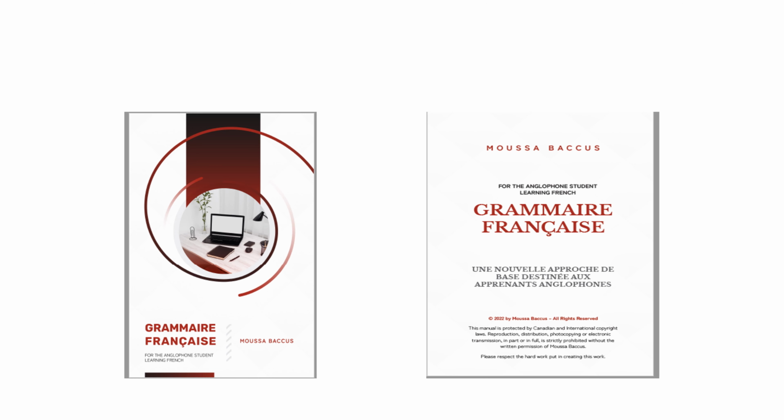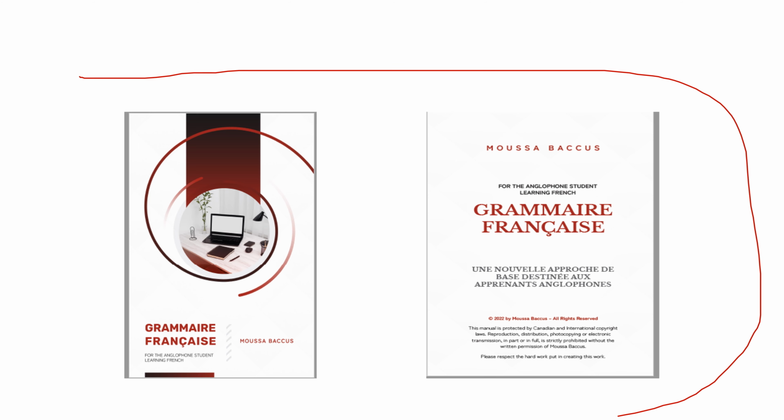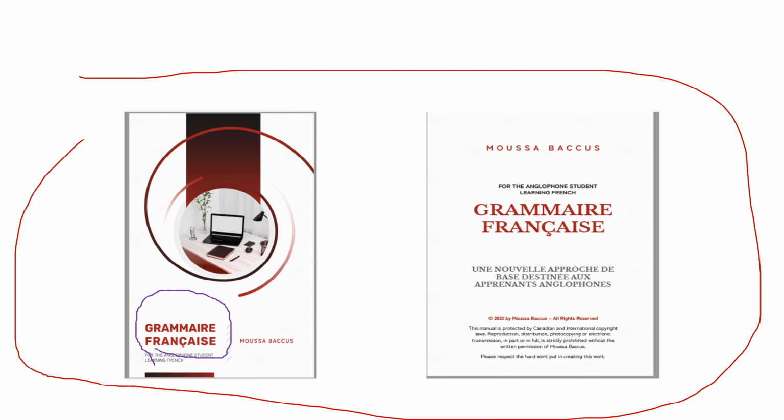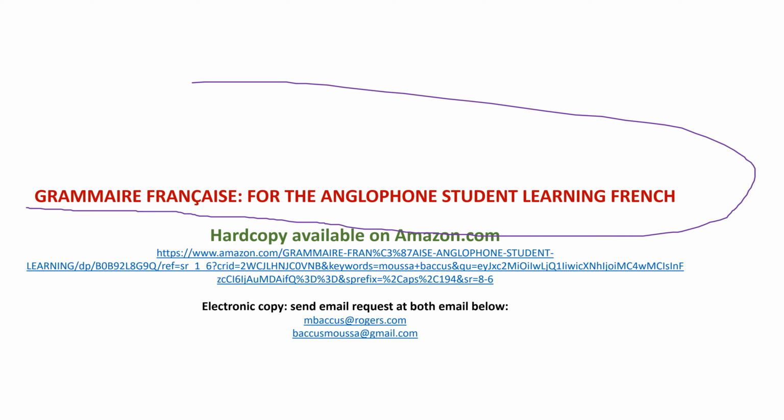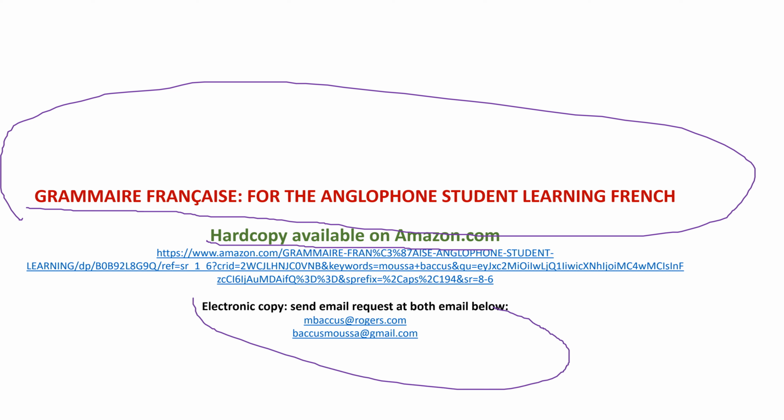Now, a quick word about the reference material. This is the book I was referring to. This is the name of the book, Grammaire Française. This is my name. And here is very important, it is for the Anglophone student learning French. So again, this is the material. Here is the title in full. Hard copy is available on Amazon.com. And the electronic copy, you can send me an email if you're interested.